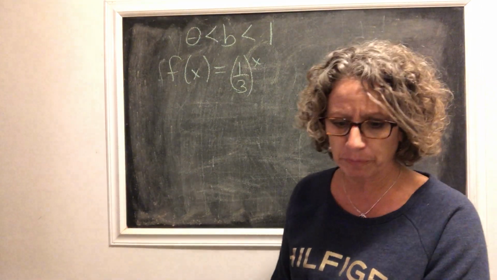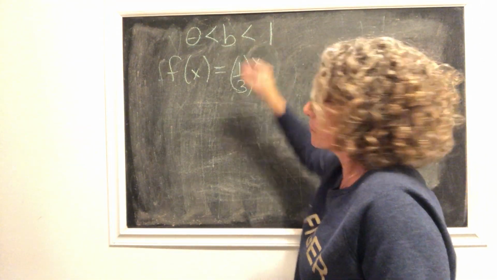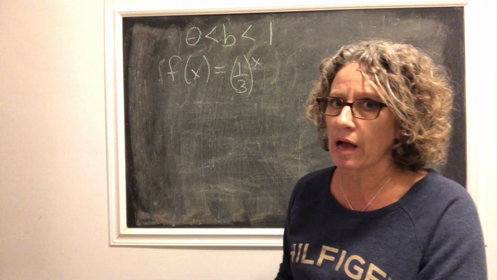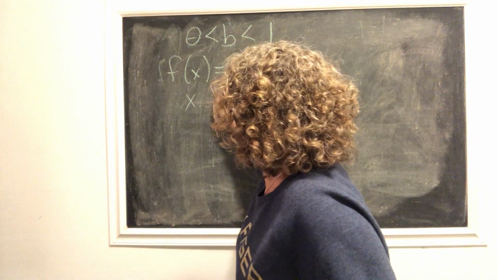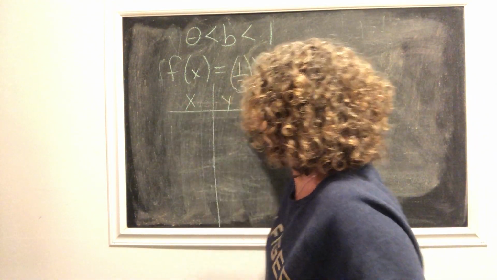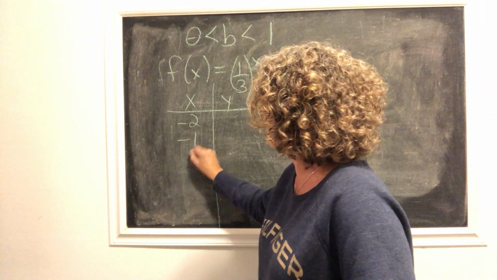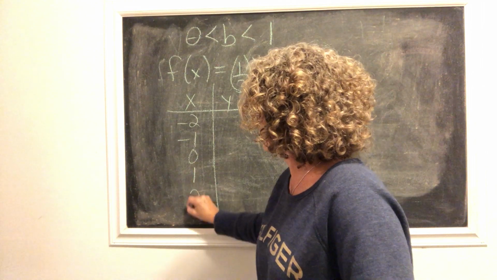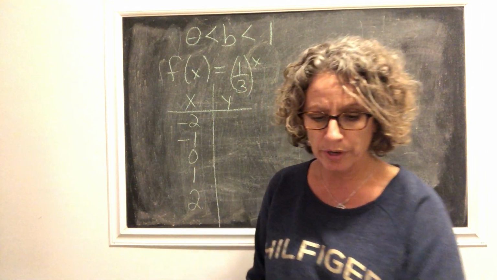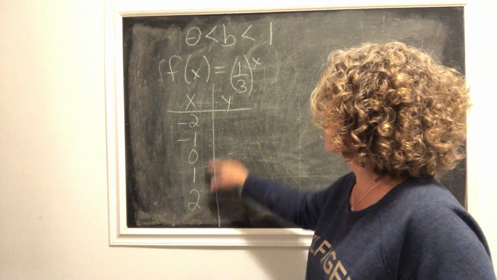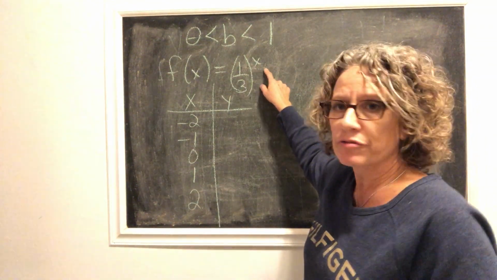Okay, this is a fractional base. 1/3 is between 0 and 1. And now I'm going to take that base and let's see what happens. Okay, so an XY chart is going to really show me what's going on here. I'm going to use the same x values, -2 to 2, and we're going to evaluate 1/3 to each of these x values. So 1/3 to the -2.